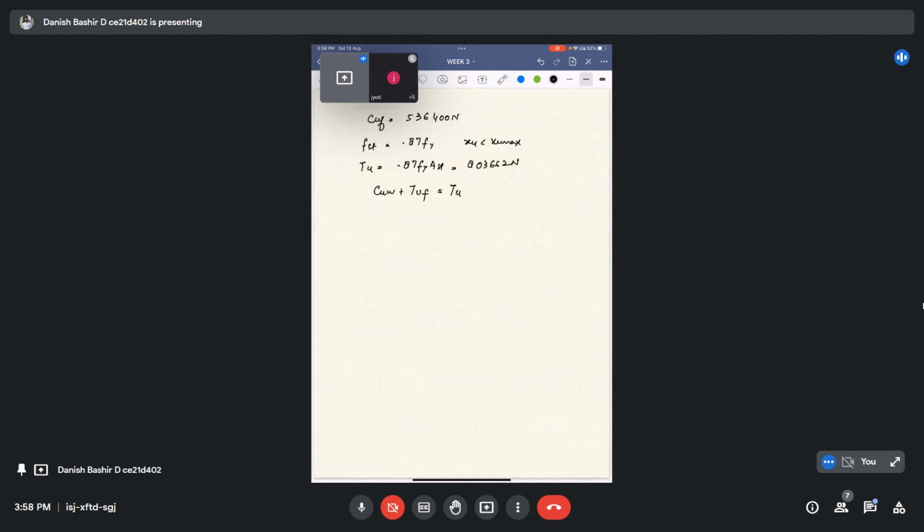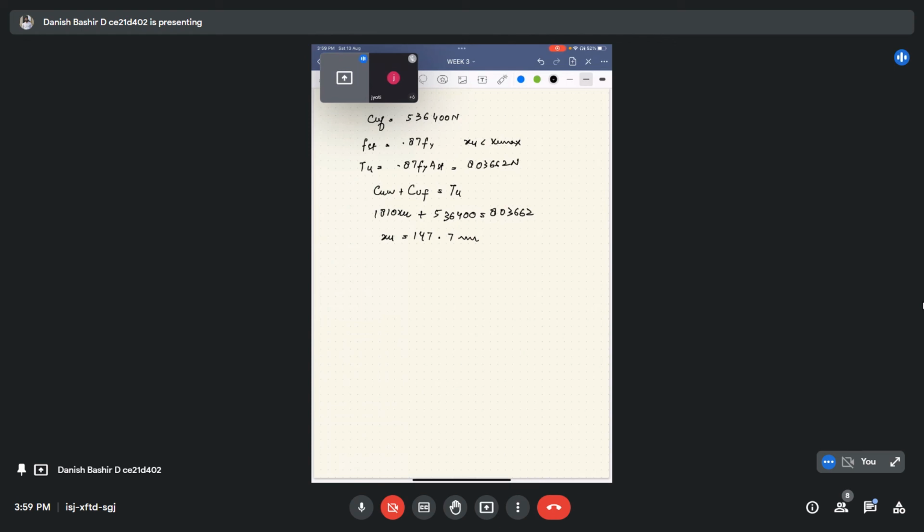And plugging all the values, we get 1810 XU for CUW plus TU. This is CUF. 536,400 is equal to 803,662. From this equation, we can calculate the value of XU. XU is equal to 147.7 mm.